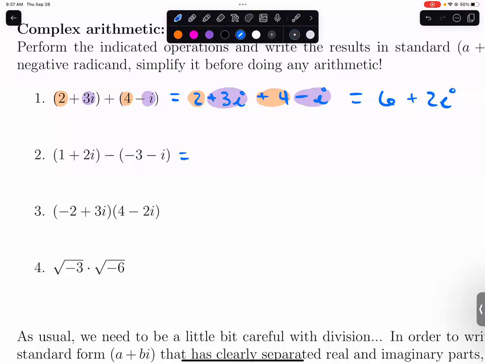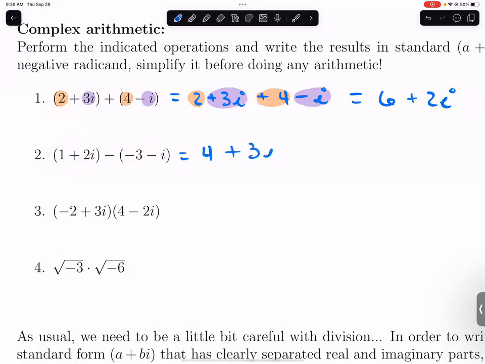Okay, so in 2, we're subtracting. 1 minus -3, those are the real parts. So 1 minus -3 is 4. And then 2i minus -i would be 3 of them. So plus 3i.